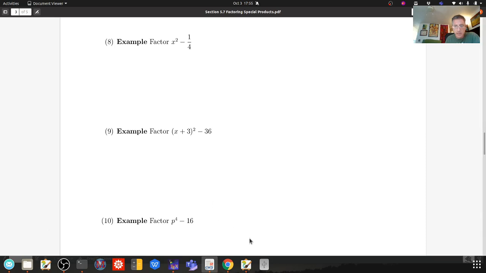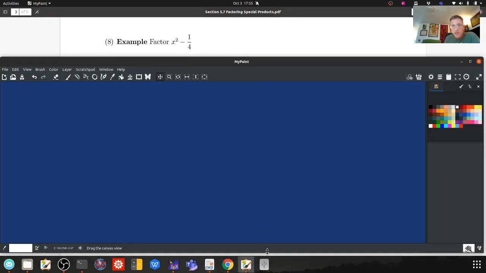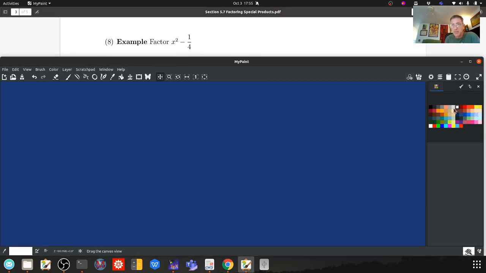So here's another one, so I'm going to have to amend what I said before. All we care is that something is a perfect square. It doesn't have to be an integer. So again, we have x squared minus 1/4. So again, the only possibility here is the difference of perfect squares.